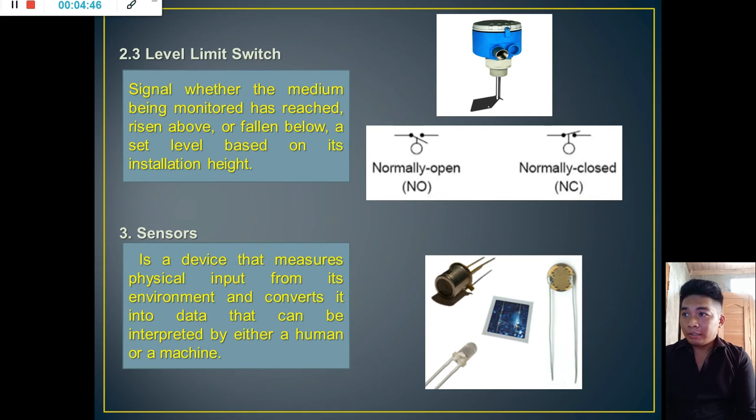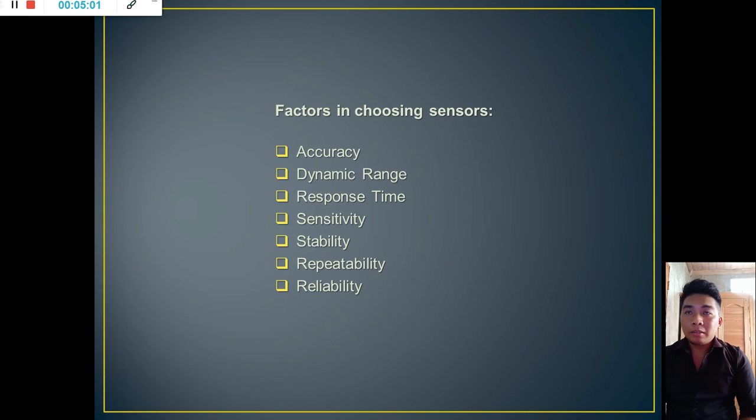Sensors. Number 3, a sensor is a device that measures physical input from its environment and converts it into data that can be interpreted by either a human or a machine. So we already know what sensors are. These are the factors in choosing sensors: the accuracy, dynamic range, response time, sensitivity, stability, repeatability, and reliability.